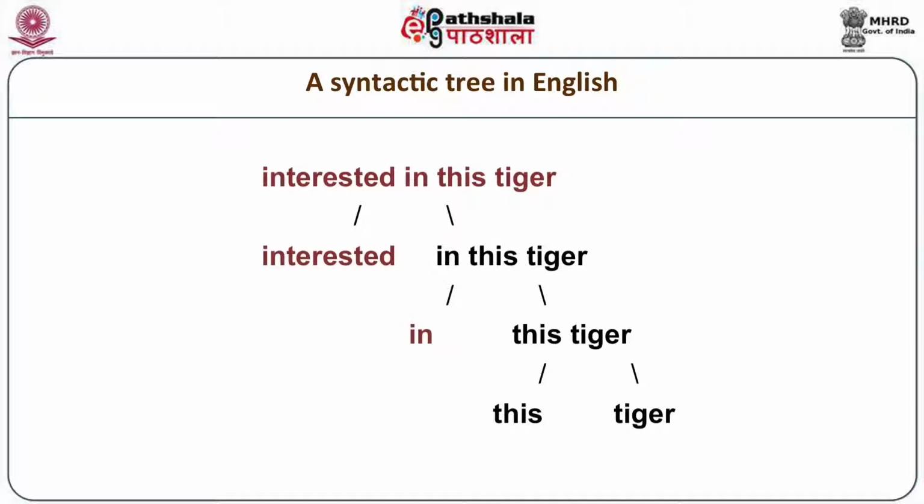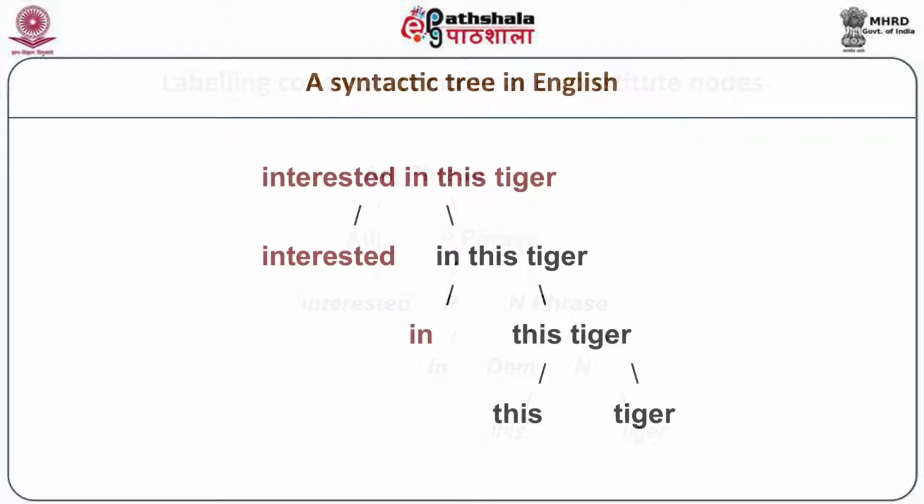Why are the constituents coming together? Because of a construction. How do you specify the construction? We label the nodes. At the node we write, "this" is a demonstrative. "Tiger" is a noun. "This tiger" is a noun phrase. "In" is a preposition. "In this tiger" is a prepositional phrase. "Interested" is an adjective. "Interested in this tiger" is an adjective phrase.